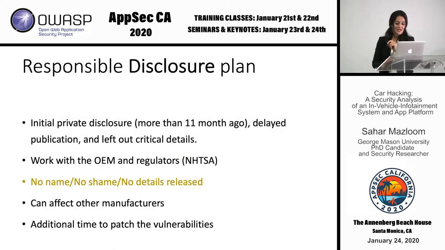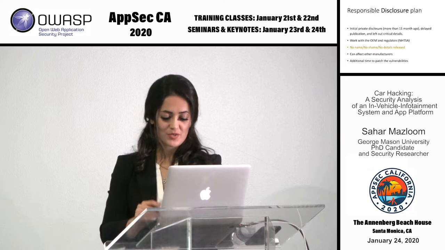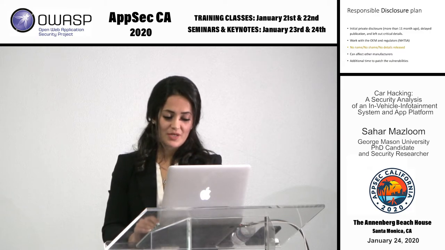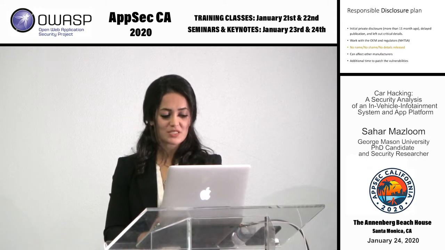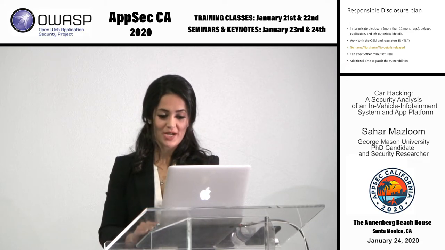So at the final step, we had a responsible disclosure plan that we followed. We worked with the OEM and a regulator called NHTSA, the National Highway Traffic Safety Administration. We did a first private disclosure with them, and we waited 11 months for them to patch and basically disable this feature on all of their cars and work on upgrading those systems. We decided on no name, no shame, and no details released, because it can affect, as I showed you, multiple car manufacturers. Also, these vulnerabilities should be patched, and we should give them more time to patch them.